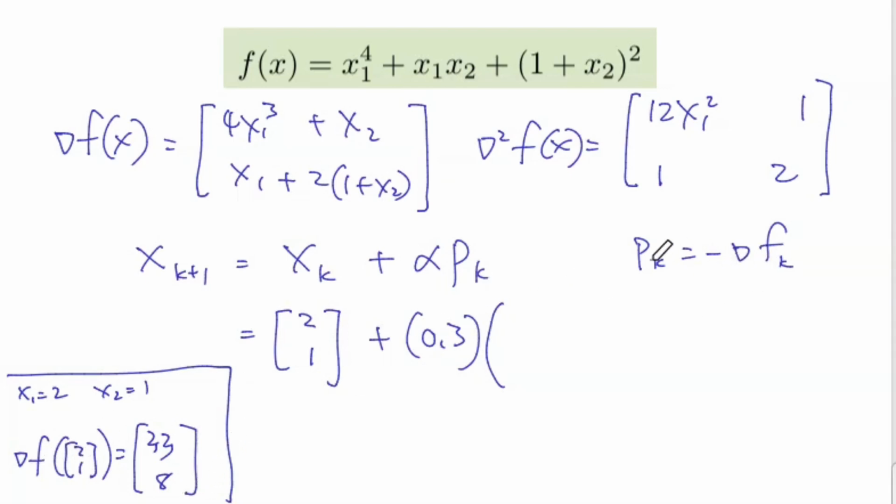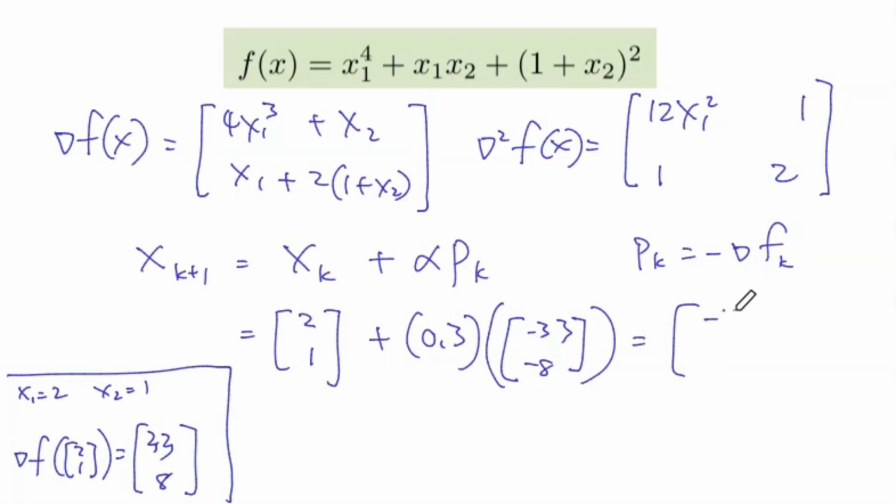So the negative of the gradient, the pk, is negative 33, negative 8. Then you do the computation, you will get negative 7.9 and negative 1.4. So this is the next point. You stop using the steepest descent method.